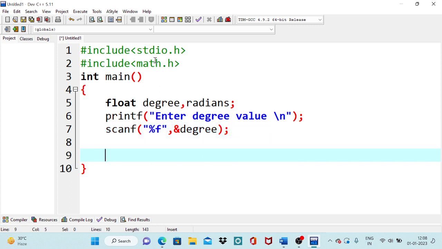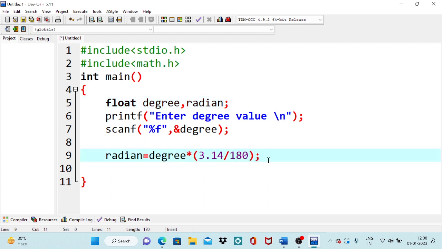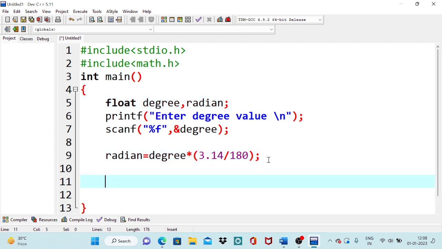After collecting the input, using the conversion formula, how can we convert the given degree into radians? By multiplying by pi by 180. What is pi? Pi is 3.14, that value divided by 180. So this generates the equivalent radian value for the given degree. Once we convert it, then we start calling the functions.